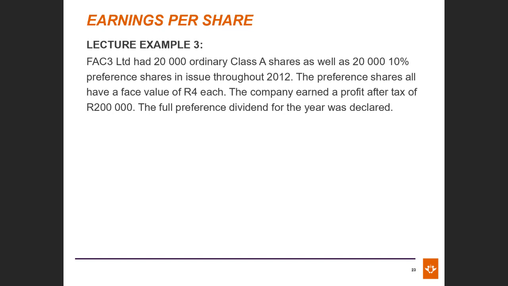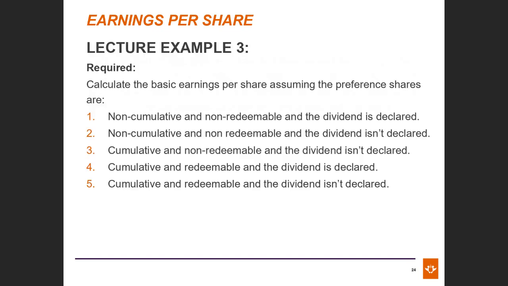Okay, so what are we going to do in this situation? Okay, sorry, if we go to the next slide, we'll see that they're telling us different situations. So in one here, we need to assume that the preference shares are non-cumulative and non-redeemable, and the dividend is declared. In scenario 2, we need to assume that the preference shares are non-cumulative and non-redeemable, and the dividend isn't declared. In part 3, we need to assume that the preference shares are cumulative and non-redeemable, and the dividend isn't declared. Okay, so a lot of different situations. Let's go through them one by one.